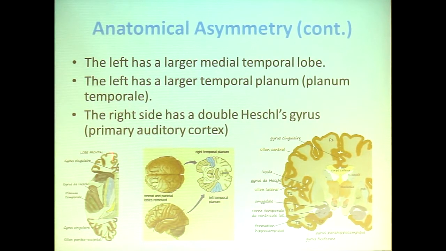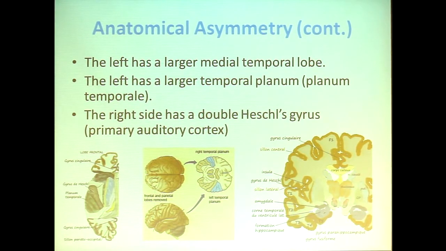This is the slice through the brain, and this is the temporal lobe. And if you were to take a section through that temporal lobe, this here is the planum temporal, and this here is the gyrus of Heschl. If you cut it through this way, here you can see there's the left temporal planum or planum temporal and the right one.